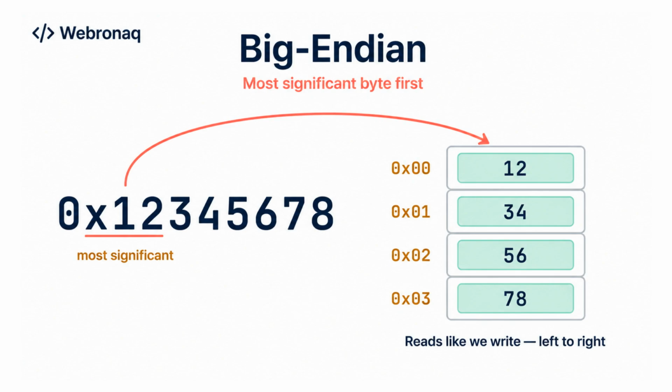The reason this feels natural is because it matches how humans write numbers. When you write 1234, you write the thousands digit first, not the ones digit. Big-endian does the same thing with bytes. Networks use this order too. It's literally called network byte order, which is why every packet flying across the internet follows this convention.